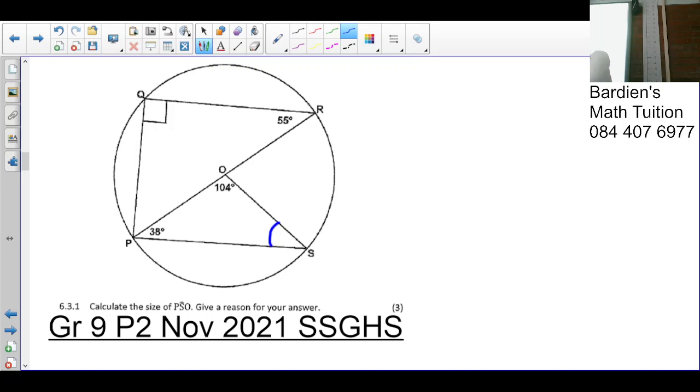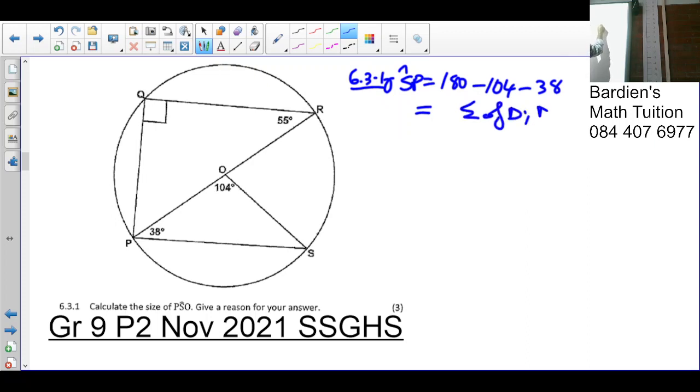Sum of triangle. It's the easier way, isn't it? This is a radius, so it becomes an isosceles triangle. But okay, isn't this equal because it's from the center to the circumference, which is your radius? Did you see that? But you guys didn't see it, but it's fine. So you say that angle OPS is equal to 180 minus 104 minus 38. Why? Sum of angles of a triangle. And it's in triangle OPS. So therefore, OSP is equal to 38 degrees. It's the same thing. Okay, but you guys didn't see it, it's fine.